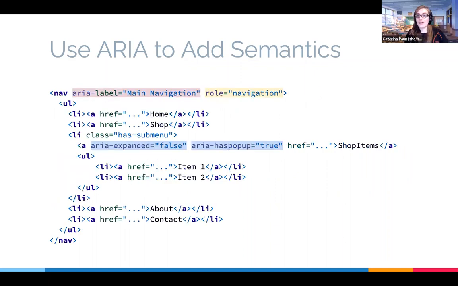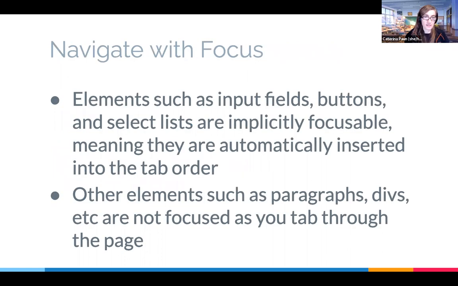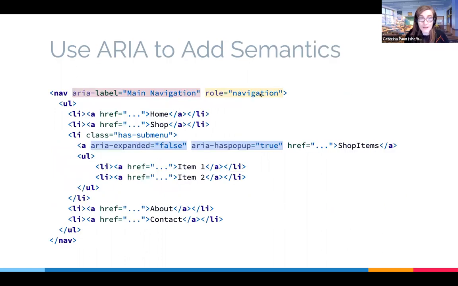And then we can add a role of navigation. We have various different ARIA properties that we can add as part of our attributes when we do want to add extra semantics.